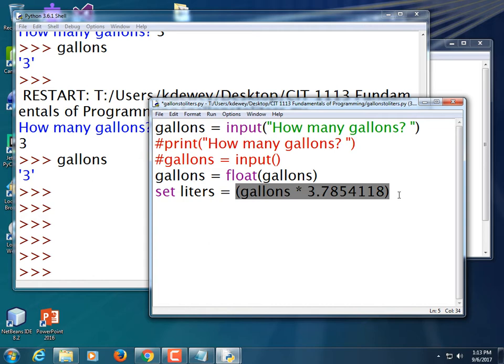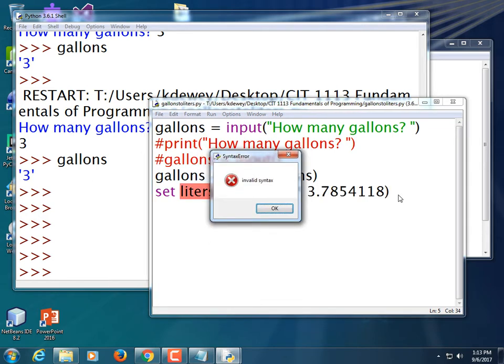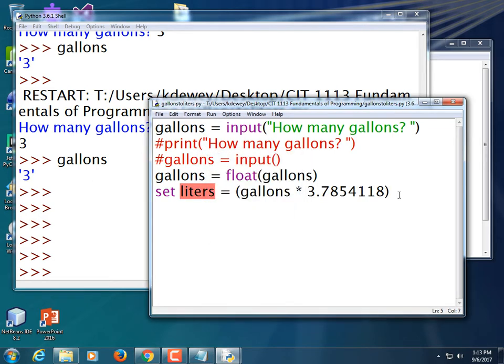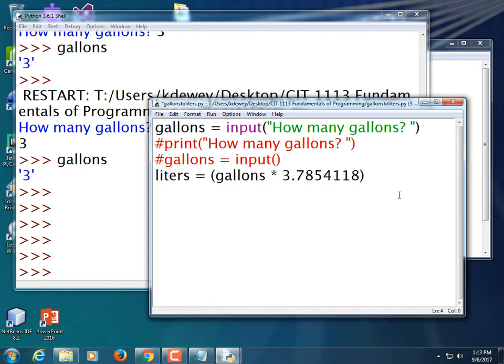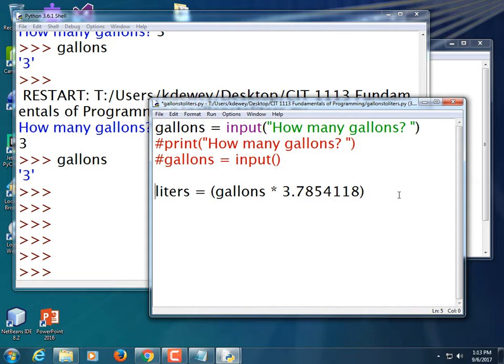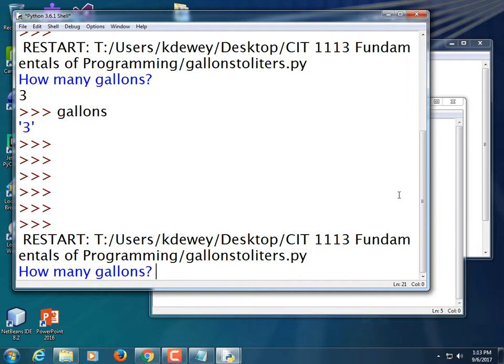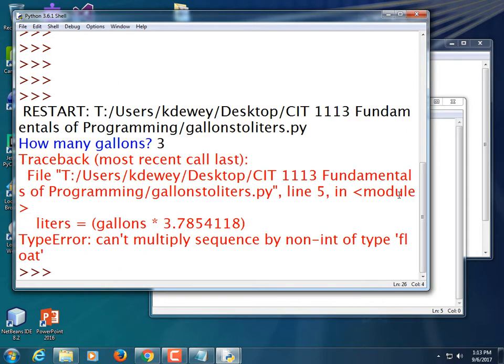Don't you love it when you don't know what's going on? I mean invalid. Oh! Duh! I know what's going on. Anyone know? You don't use set. What? Okay. So I'm going to leave that float thing off for a minute. There's a reason. Okay. How many gallons? 3.